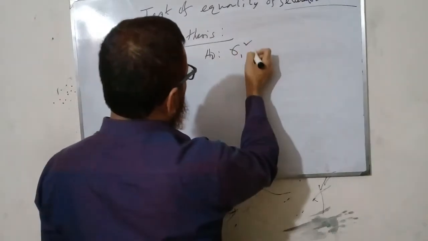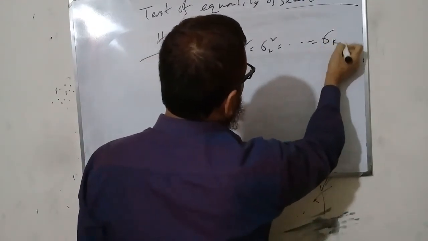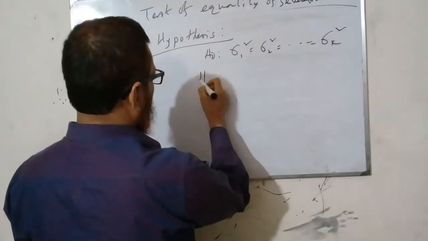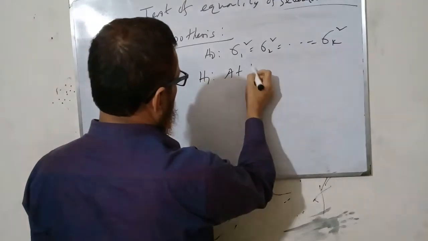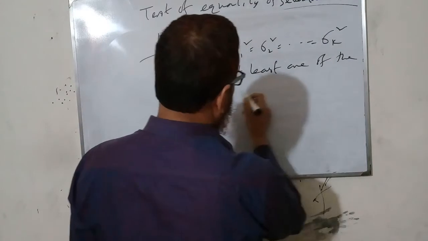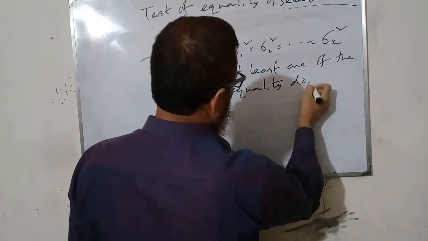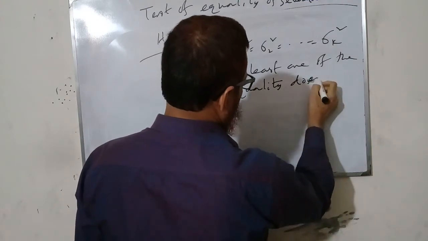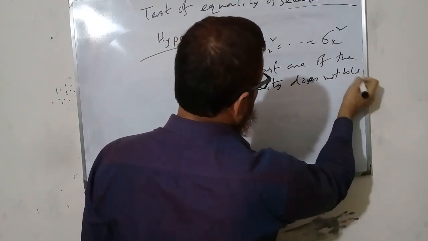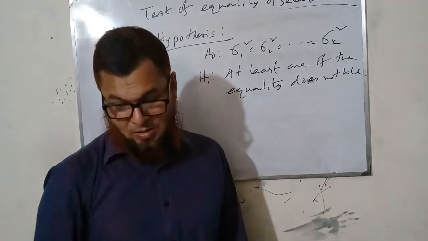H0: sigma1 square equals sigma2 square equals and so on up to sigma k square. Alternative: at least one of the equalities does not hold. This is the hypothesis.